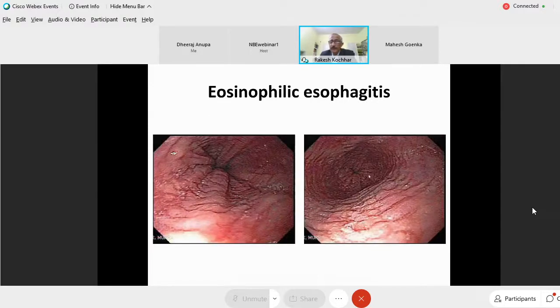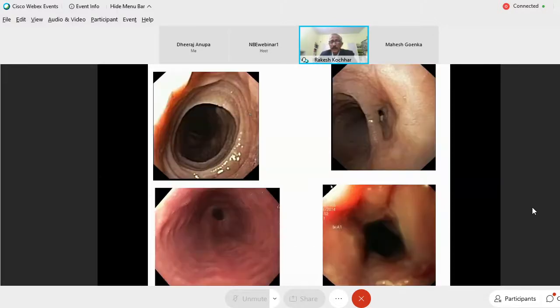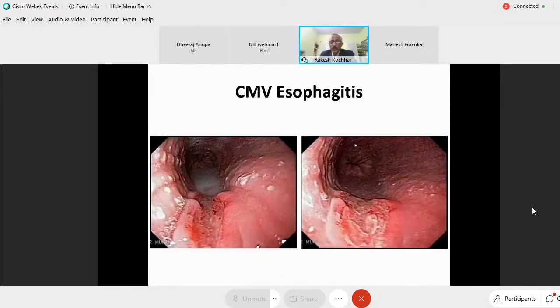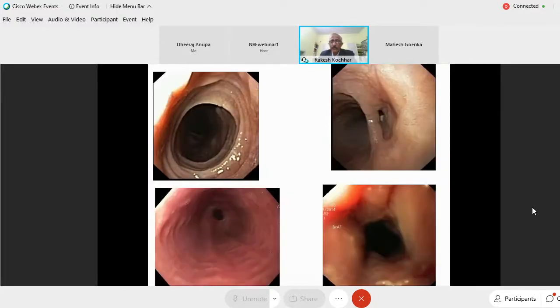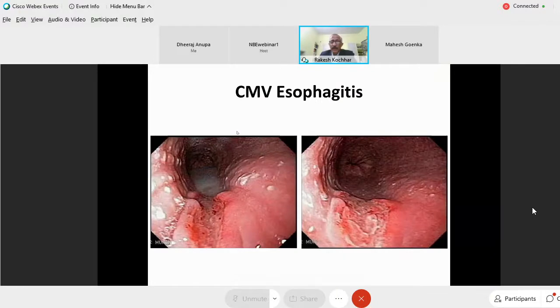Now, eosinophilic esophagitis is not very common, but has to be noted. This is feline, like a cat. The cat's esophagus is like this. Or you may have multiple ring-like narrowings, or a combination of the two, or even mucosal eye glands. So for eosinophilic esophagitis, the telltale or classical finding is either a feline esophagus or multiple rings. Now, infective esophagitis, for example, CMV or herpes simplex, you cannot diagnose only on the description of the ulcers.